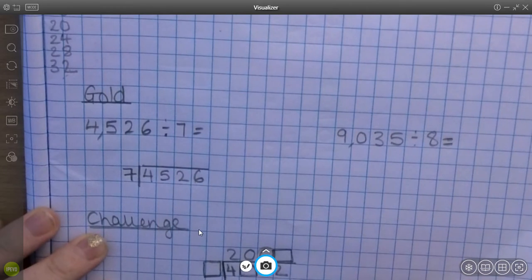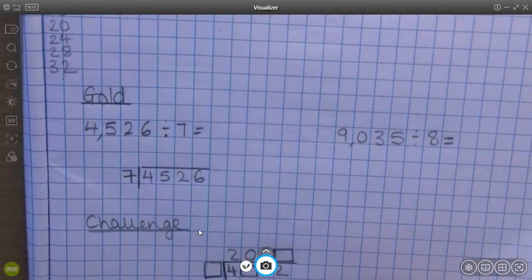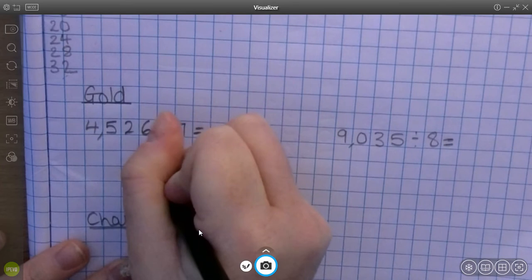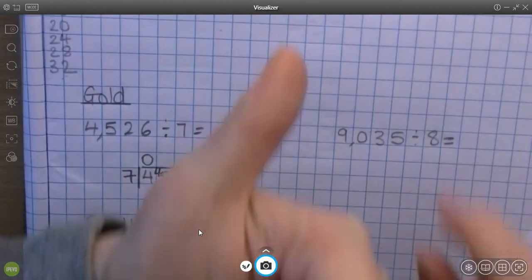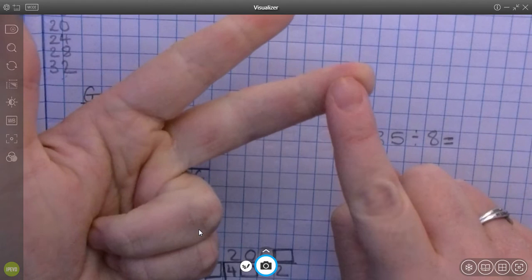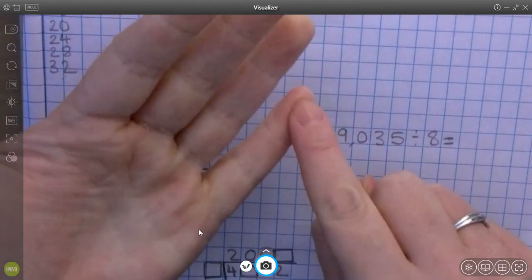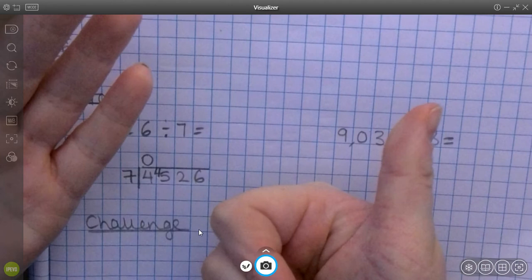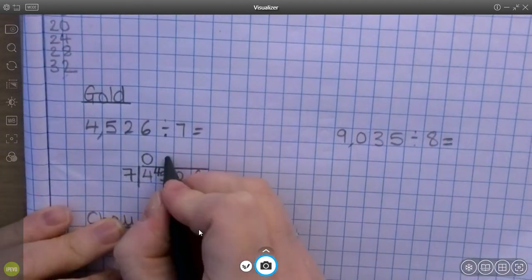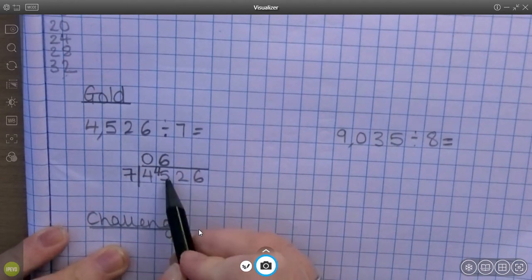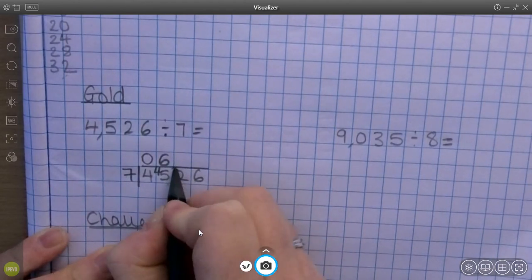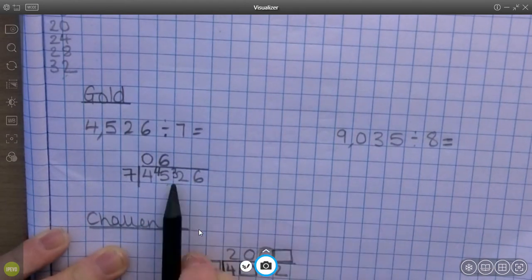7's into 4. Well, 7's bigger than 4, so I definitely can't get any groups of 7 out of 4. And I've still got that complete 4 left to use, so I'm going to regroup that. 7's into 45. Let's count up in our 7s. 7, 14, 21, 28, 35, 42. So I know 6 lots of 7's is 42. If I go any higher, it's going to go past 45. But what have I got left over from 42 to get to 45? I've got 3 left, so I need to regroup the 3. So now I've got 32.